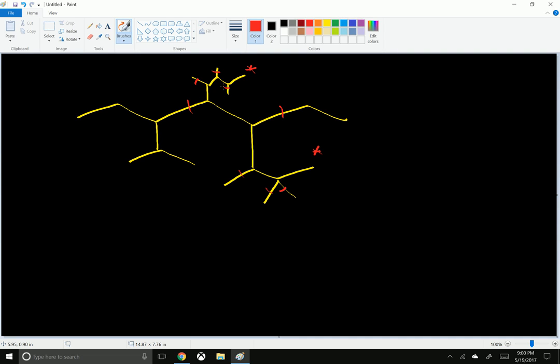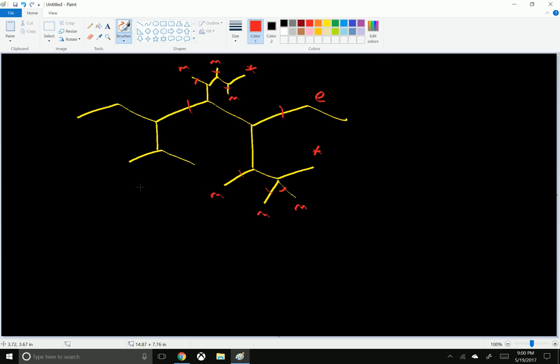Well, this did end up still being fairly complicated. Most of our side chains are methyl groups, so we have 1, 2, 3, 4, 5, 6 methyl groups. We also have an ethyl group right there. This one over here is complicated, and that's what I wanted.